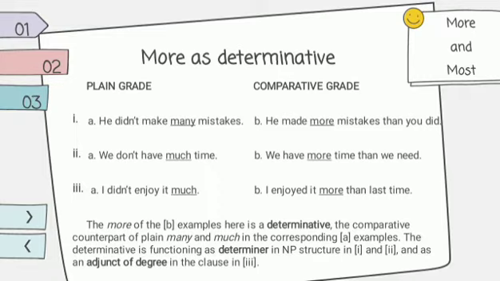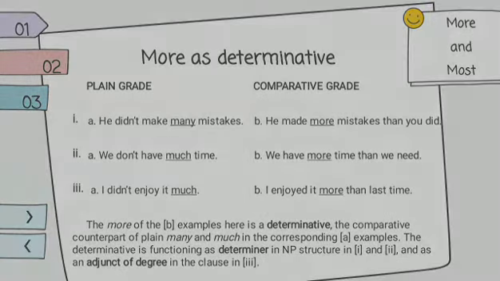Correspondence between the grades is complicated by the fact that the plain forms much, or to a lesser extent many, are non-affirmative items. This is why negative clauses are used in the A examples or in plain form. It is not normal in present-day English to say, for example, we have much time or we enjoyed it much.